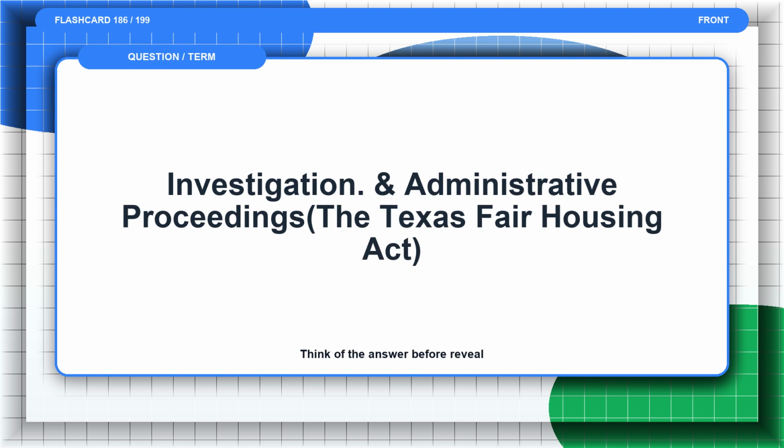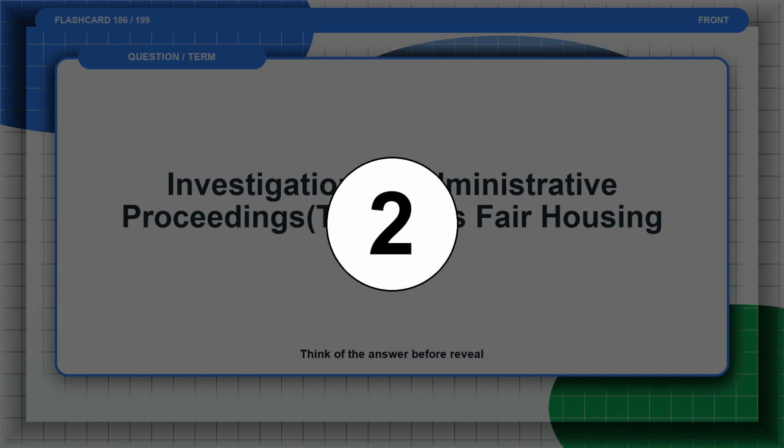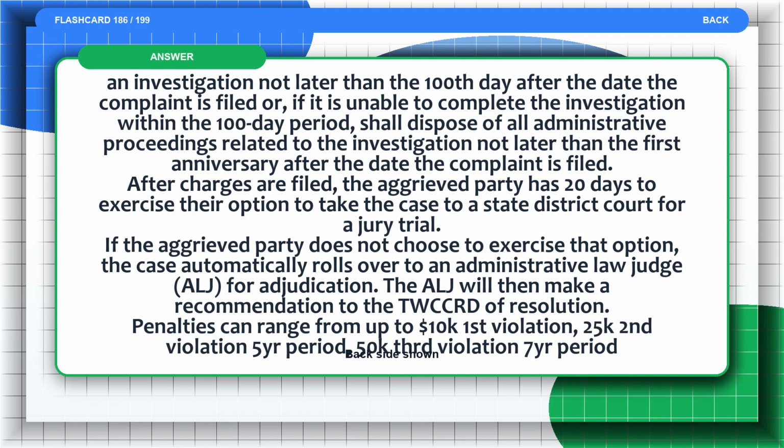Flashcard 186. Investigation and administrative proceedings. The Texas Fair Housing Act. Pause and think of the answer before the reveal. The answer is an investigation not later than the 100th day after the date the complaint is filed, or, if it is unable to complete the investigation within the 100-day period, shall dispose of all administrative proceedings related to the investigation not later than the first anniversary after the date the complaint is filed.